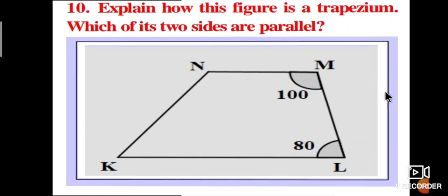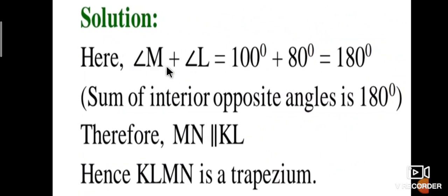This will be solved by using the rule. Here, angle M plus angle L is equal to 100 plus 80 degrees, that is 180 degrees, because the sum of the interior angles is 180. Therefore, MN is parallel to KL, hence KLMN is a trapezium.